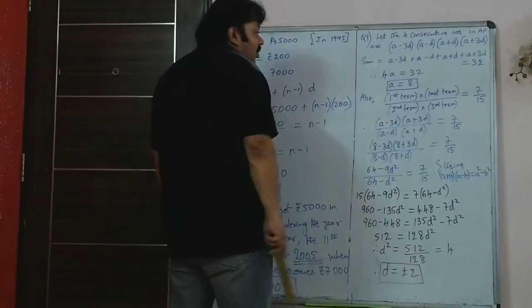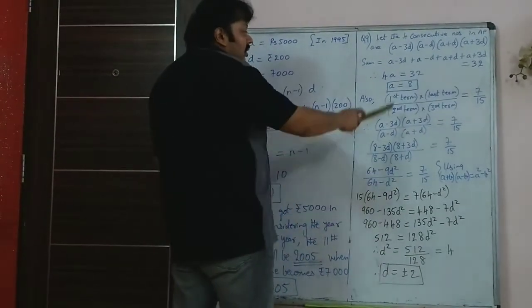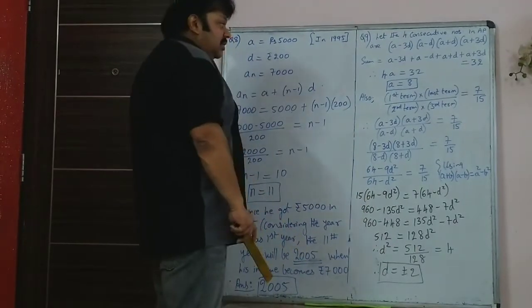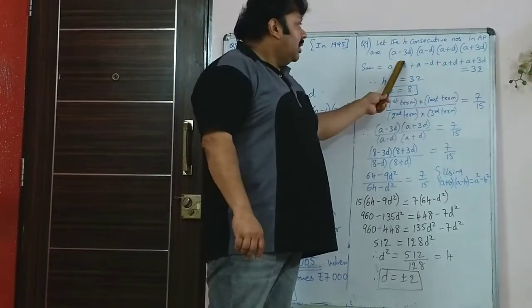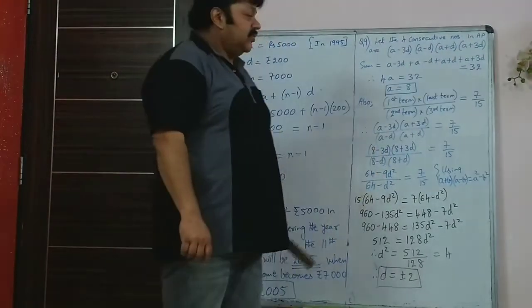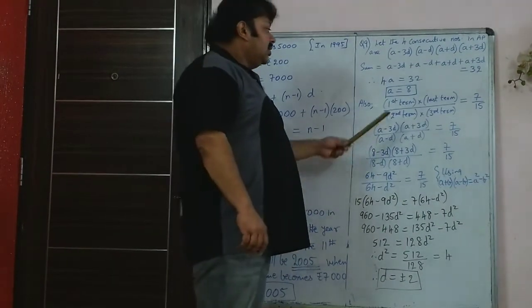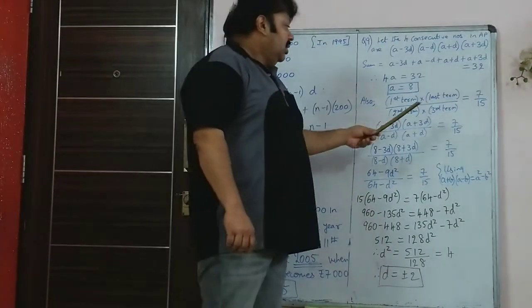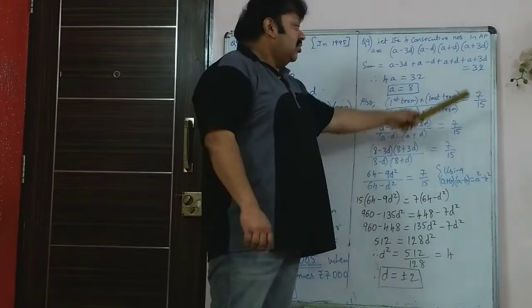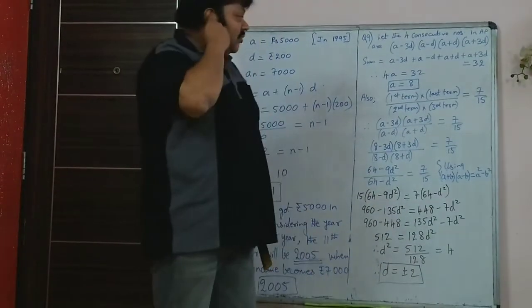So you are getting 4A is equal to 32. So A is equal to 8. So first of all, we can easily find A by taking the sequence in this manner. The next thing you are given is that the product of the first and the last term upon the second and third term gives you the ratio 7 is to 15.